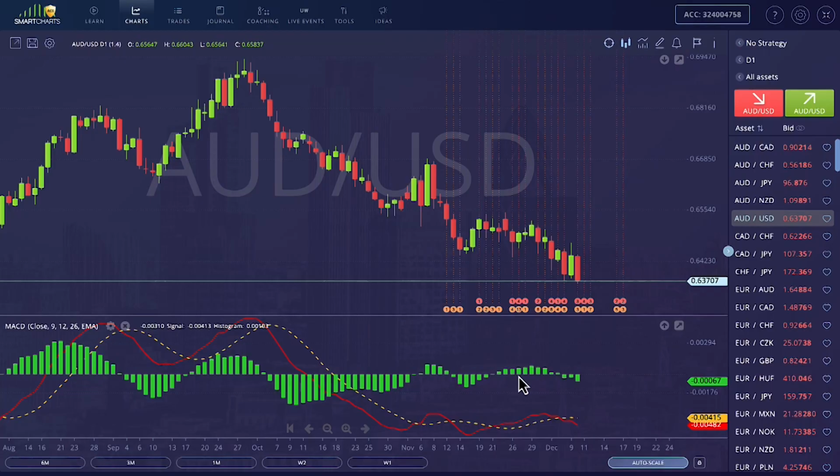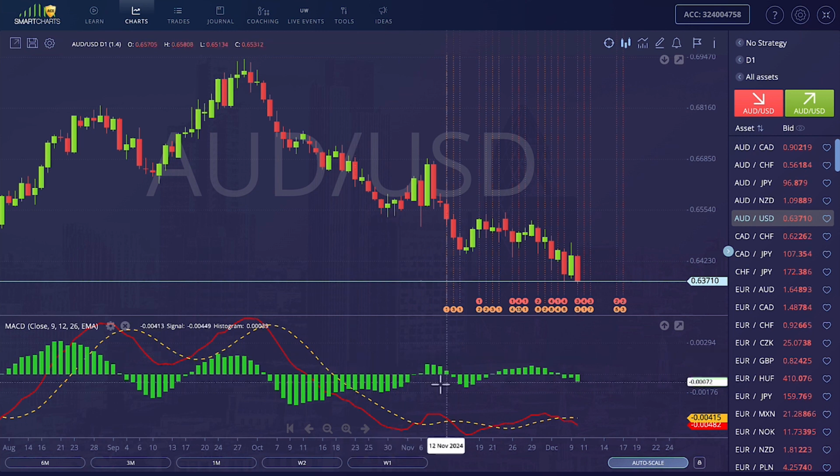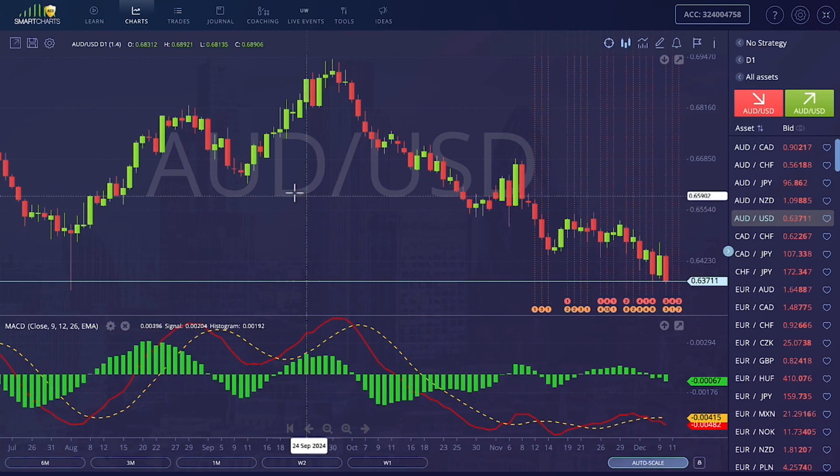So how do we set it up? Now, you don't need any fancy tweaks. Use the default settings, 12, 26, and 9. And these have stood the test of time for a reason. When the MACD crosses above the signal line, these are buy signals. When the MACD crosses below the signal line, these are sell signals. The histogram shows momentum. The bigger the bars, the stronger the trend. The smaller the bars, the weaker the trend. Now use this to confirm your trades or stay out of weak markets.